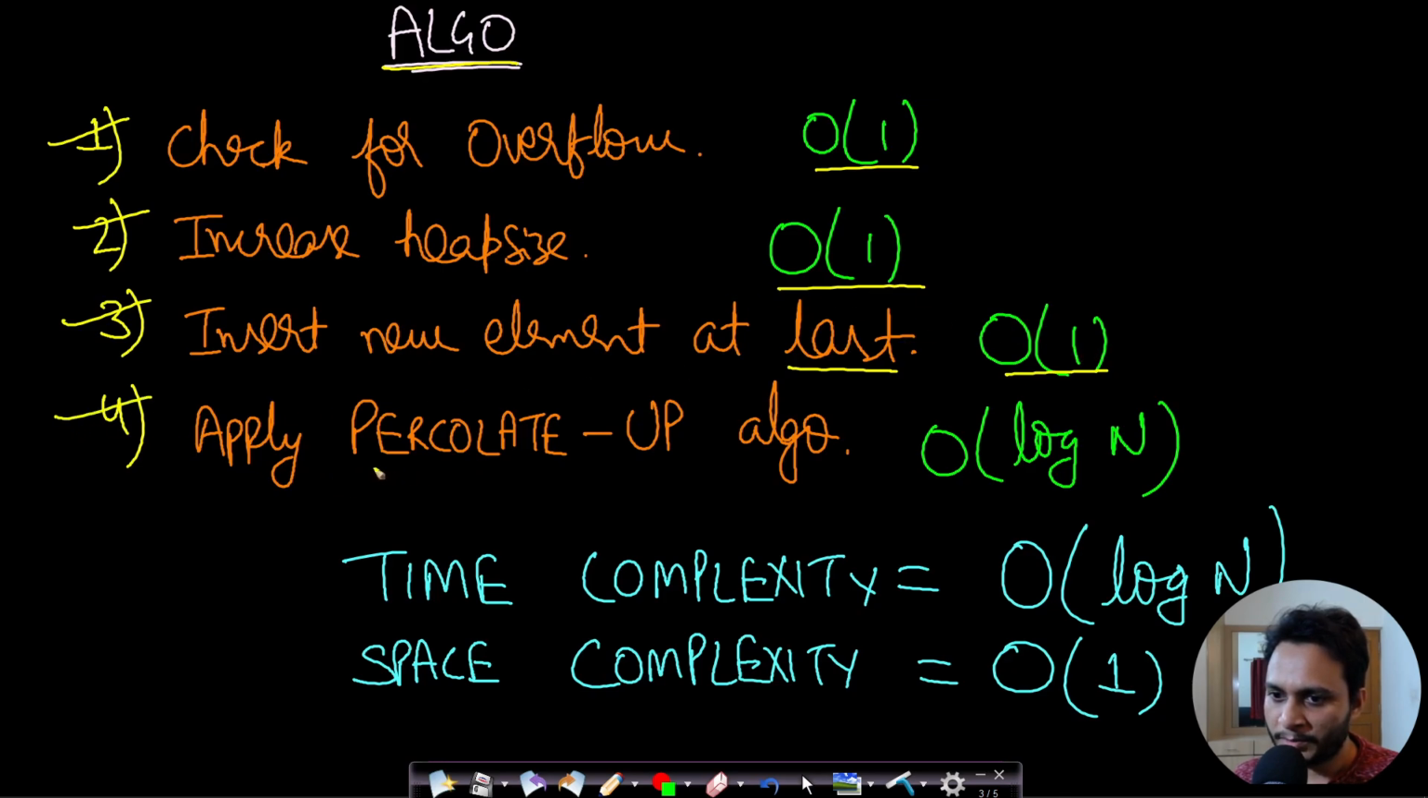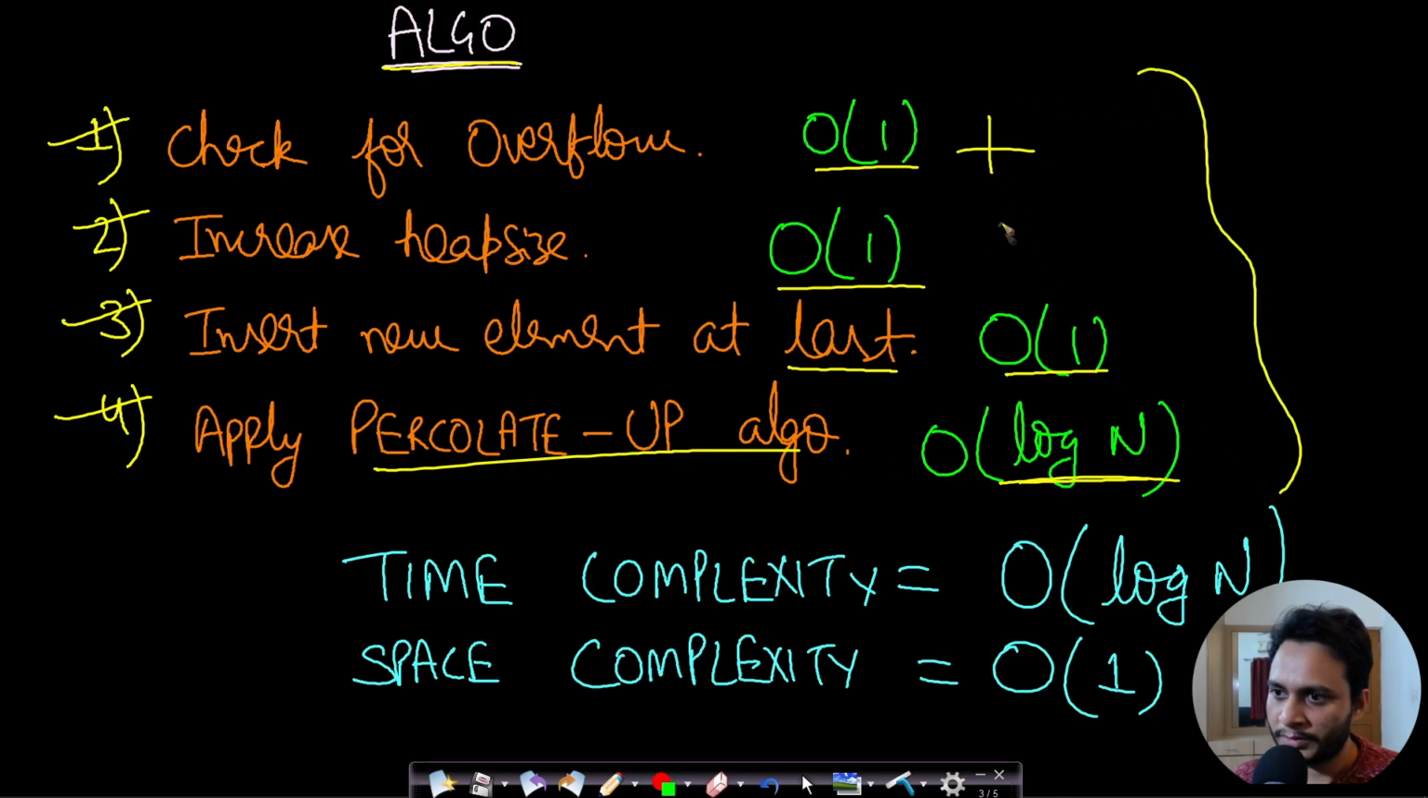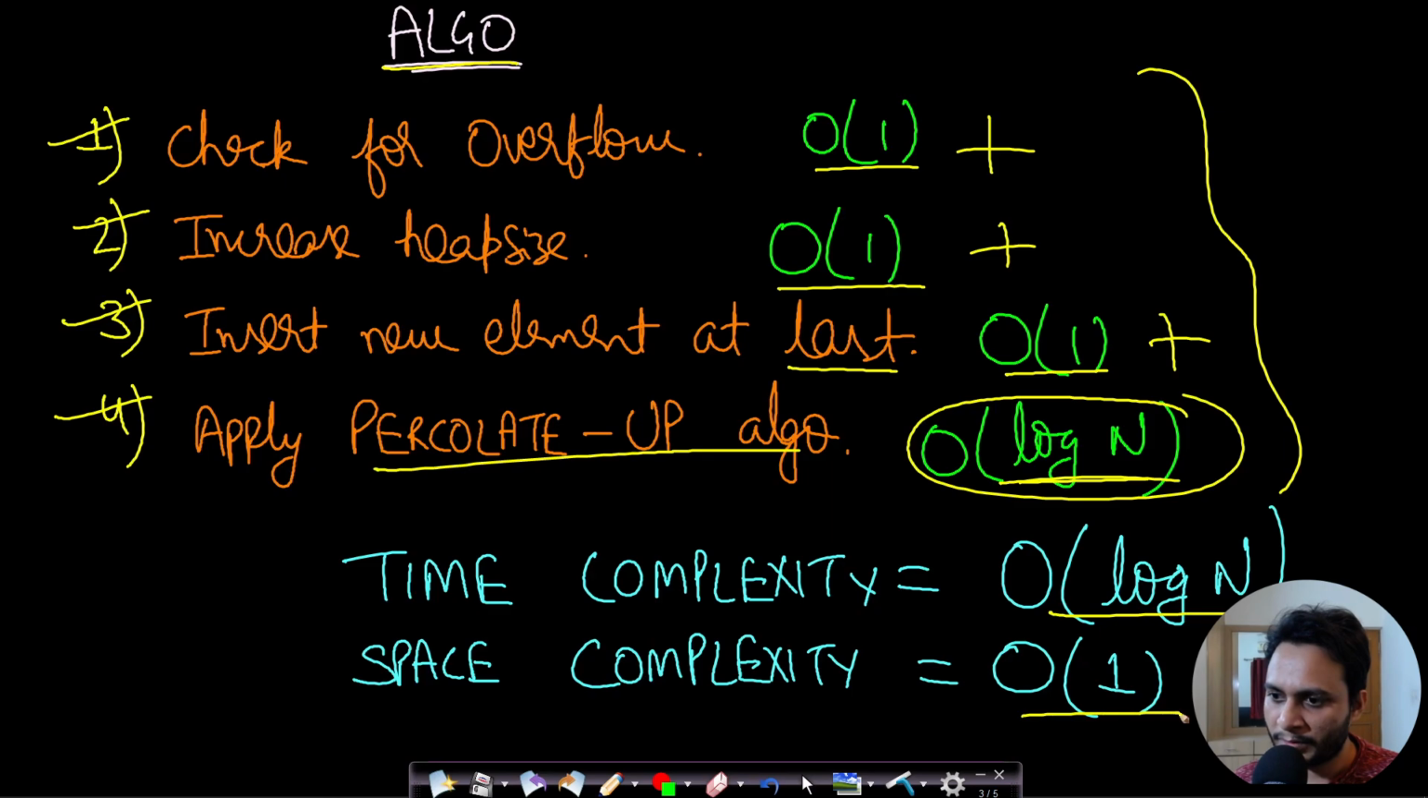And now we will apply the percolate up algorithm. Since this is a complete binary tree, in the worst case the maximum height will be log n, therefore the time complexity for this will be log n. Now if you take the addition of all these time complexities, then the maximum among them will be order of log n, so time complexity will be order of log n, right? And the space complexity will be order of 1.